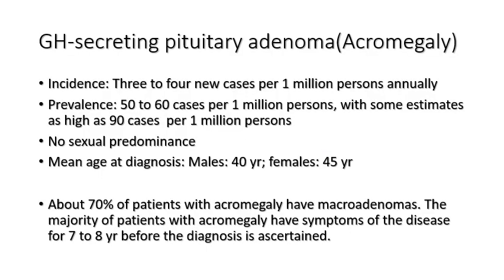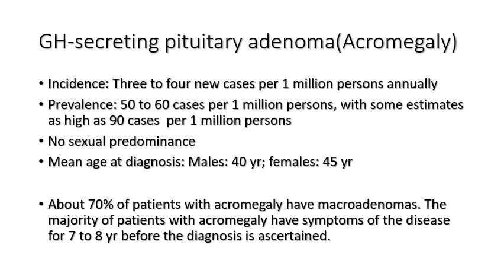Another type of secretory pituitary adenoma is the growth hormone secreting pituitary adenoma, and the resultant disease is called acromegaly. It's actually a rare disease with an incidence of 3 to 4 new cases per 1 million persons annually, with a prevalence that reaches 60 cases per 1 million. From an epidemiological point of view, there is no sex preponderance, and the mean age of diagnosis is nearly the same between male and female, 40 years in male and 45 years in female.